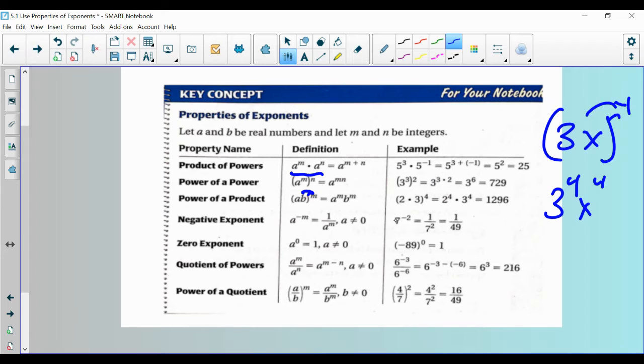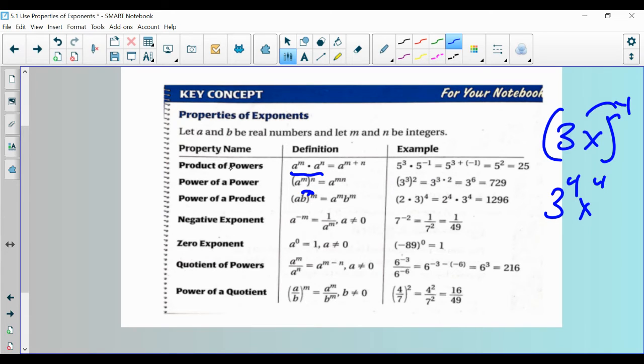You'll see that here, 7 to the negative second. 7 is being taken to a negative power. Move that to the denominator and then make the exponent positive. 1 over 7 to the second, which is 1/49. One of your properties says if you ever have anything being taken to the 0th power, that is equal to 1. This is always going to be true. Any number to the 0th is 1.